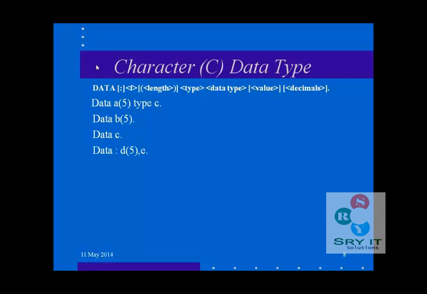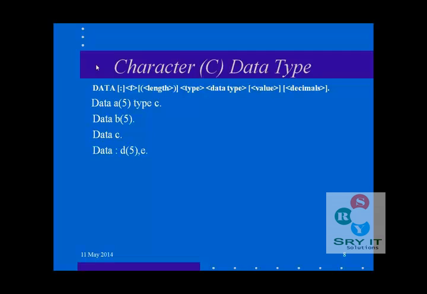DATA A, F, I, comma, E dot. So I have not specified type C, but I have specified the size for one object, and for another object I don't want that. I want a single value to store in that. So this is a declaration.